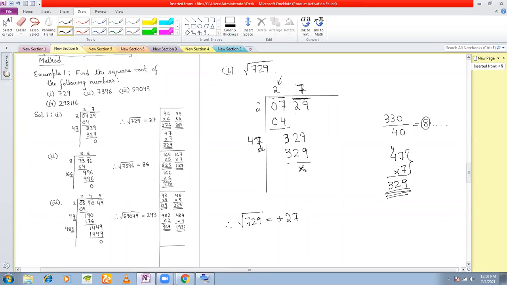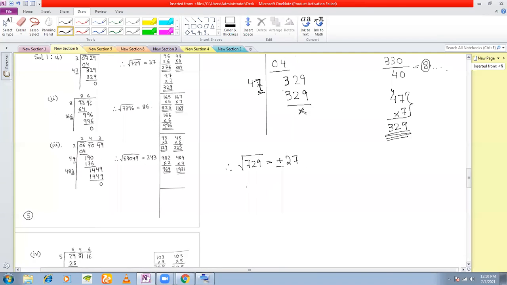Normally we put a plus or minus sign when we are writing square root. Understood? Why do we put a plus or minus sign? Because 27 square is equal to 729, isn't it? Also, minus 27 square is also equal to 729, right? So therefore, square root of 729 will be equal to either plus 27 or minus 27. Is this clear?